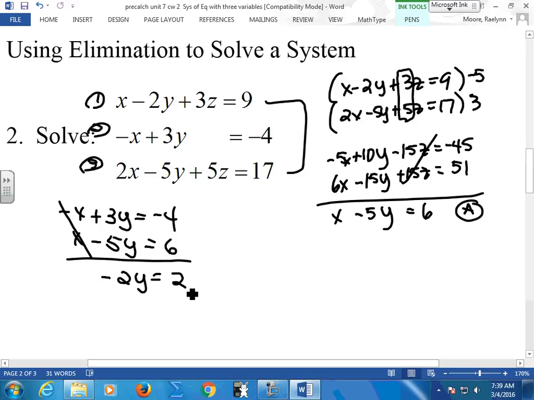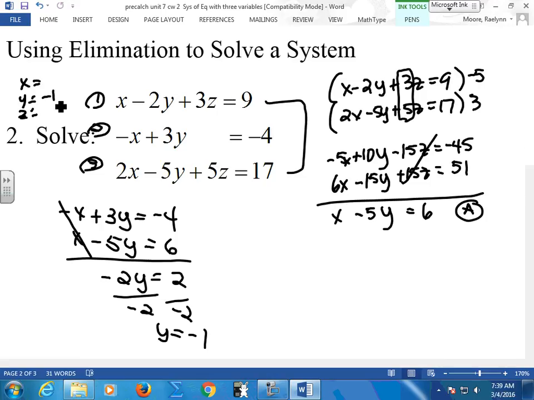And your answers can also be in fractions. We divide by negative 2. So again, we've got an x, a y, and a z. So right now we just found y. So you're going to back substitute. You're going to substitute it back into either equation 2 or equation A. Which one do you think we should substitute it into? 2. That one is already given to us. A we kind of manipulated. So we're going to plug it back into 2.